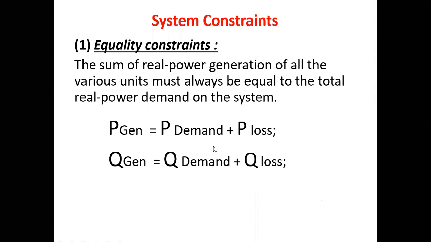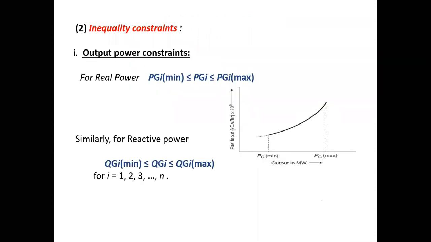Why are we saying these two constraints come under equality constraints? Because here P generation must be equal to P demand plus loss. Similarly, Q generation must be equal to Q demand plus Q loss. So that's why these two constraints come under equality constraints. And coming to the inequality constraints, we have some parameters there. Those parameters come under inequality constraints. These are nothing but bounded constraints. I already explained this when I was explaining the input and output characteristics.